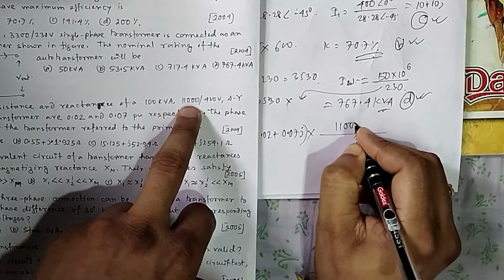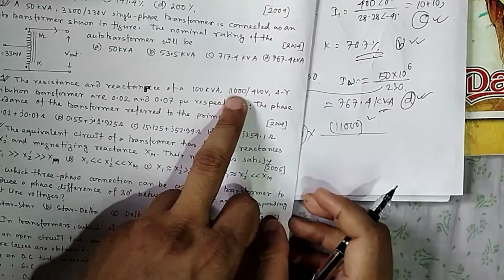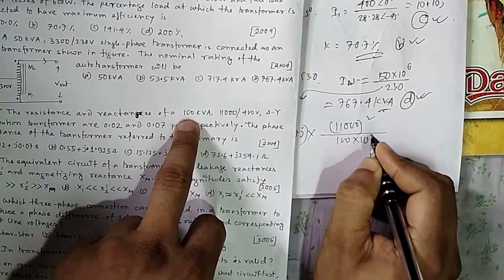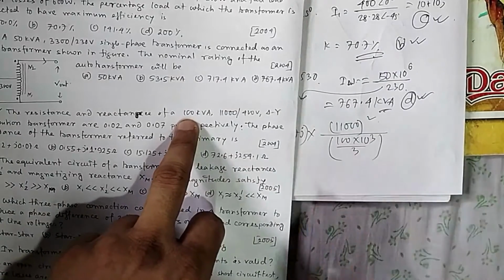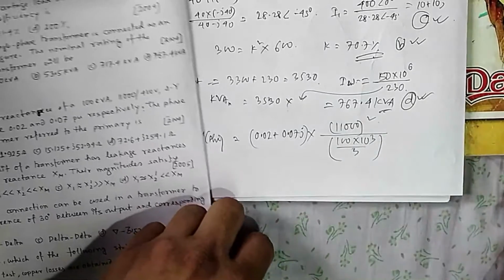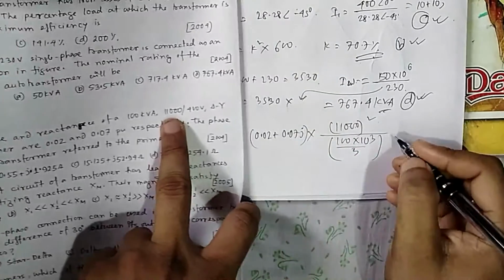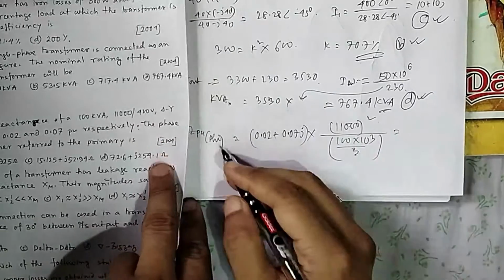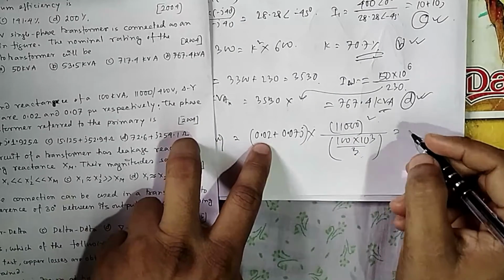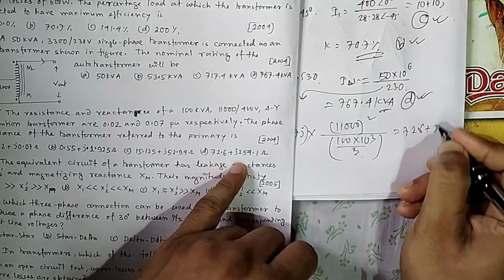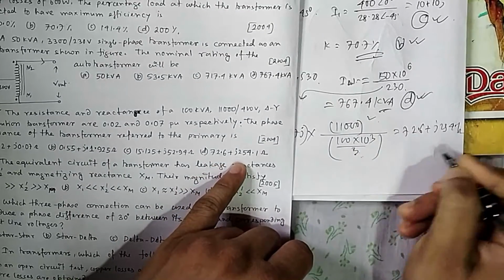So it will be 11,000 V square divided by your power. Power is 100 kVA, but that is for 3 phase, so per phase it should be this one. Power is also per phase, and voltage should also be per phase, because it is delta. So voltage per phase and line are the same. This factor of 3 is there because it is per phase, that's why this 3 is coming. If you solve this one, I think you will get 72.6 plus J 254.1. That is your option D.